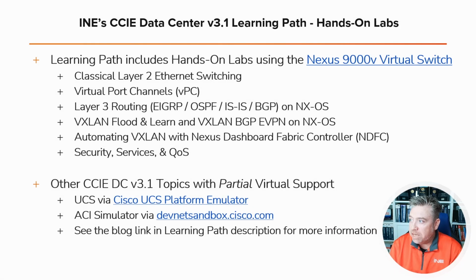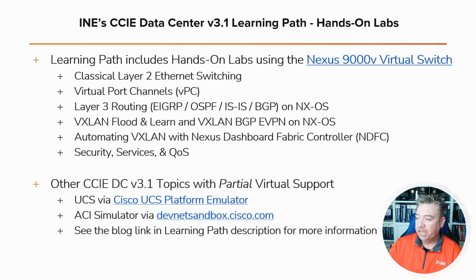Now, one thing that's also unique about CCIE Data Center is that the equipment used in the exam is split between virtual and physical. So some of the playlists do include hands-on labs that use the Nexus 9000V virtual switch. So anything that has to do with the Nexus command line, either Layer 2 switching, Layer 3 routing, VXLAN on Nexus, or automating it from the Nexus Dashboard. And then miscellaneous things like security services and QoS, you can do those features on the virtual switches. Some of the other topics require hardware, which would be mainly the UCS and then also the ACI.